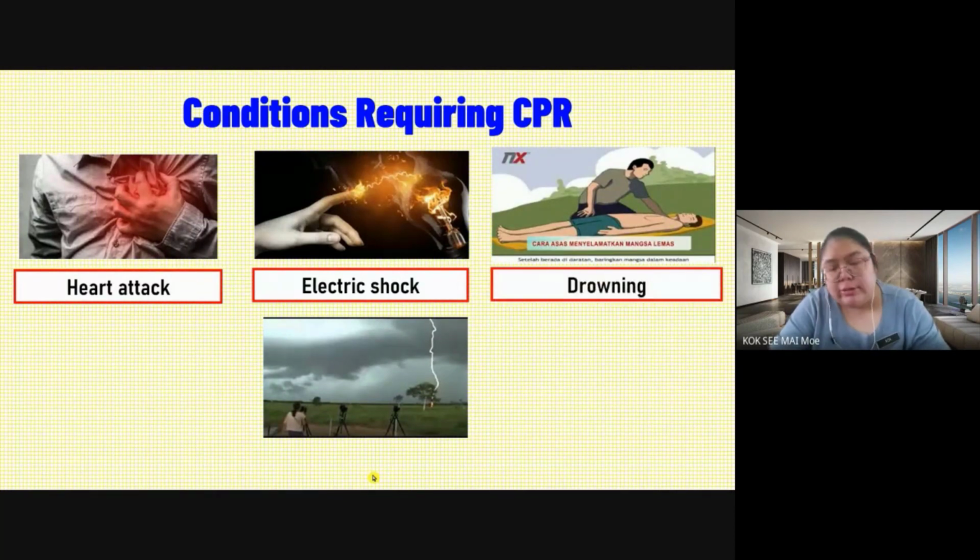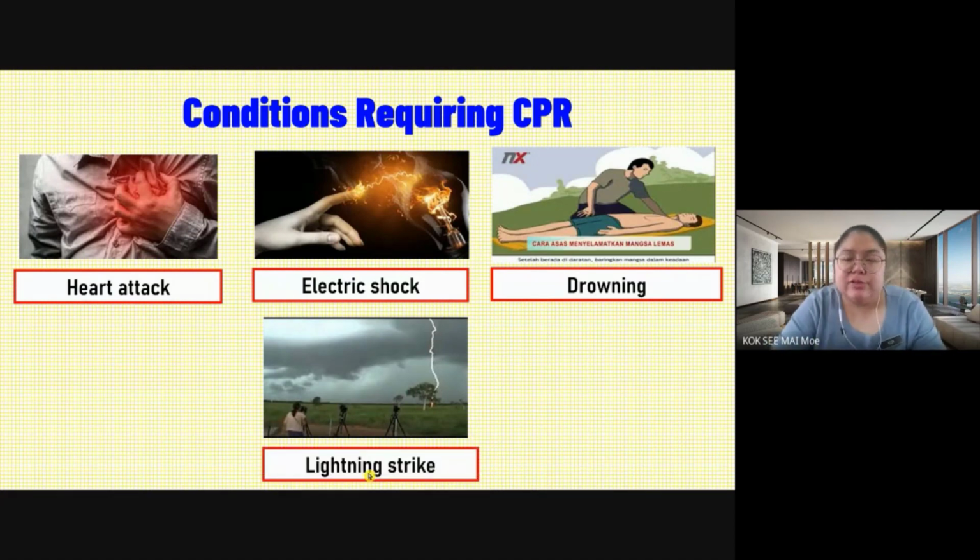Next is drowning. When they are in the water and cannot come out, and after they are lifted up, you need to do CPR. And the last example is a lightning strike. Suddenly, in the field or while playing football, they get struck by lightning. Then the person falls down and faints, pengsan, so you need to do CPR.